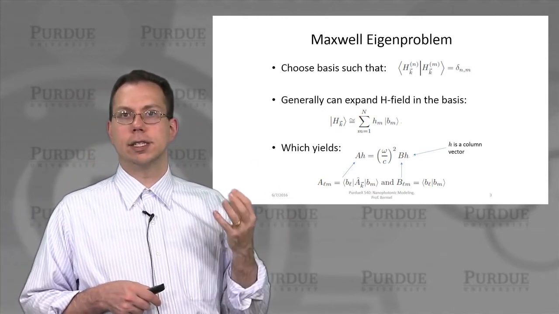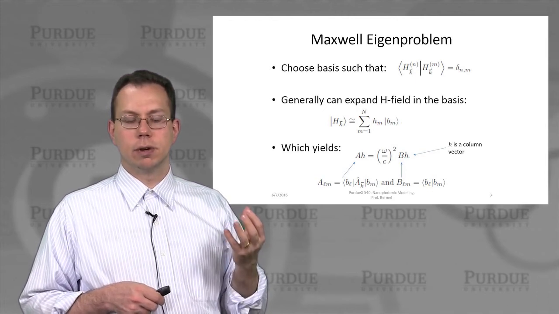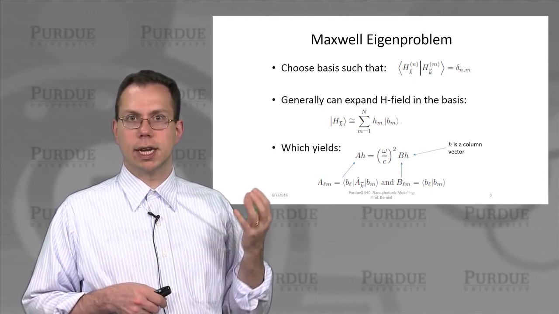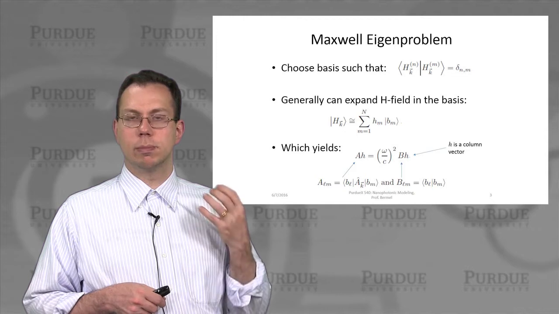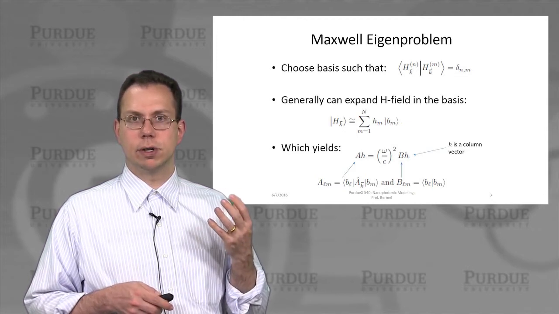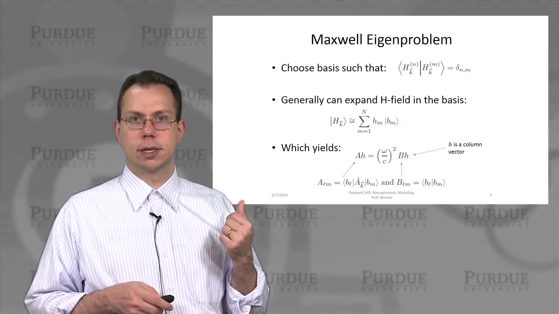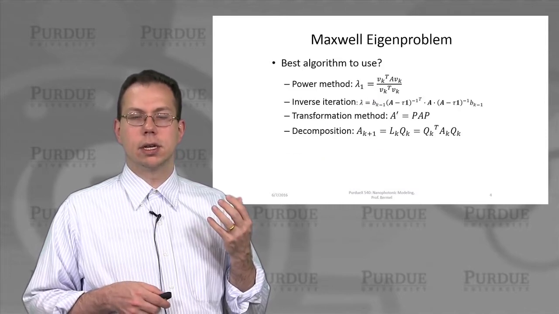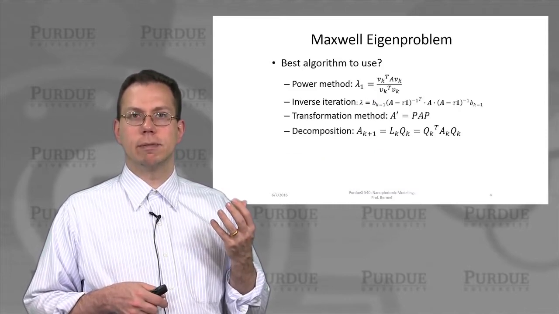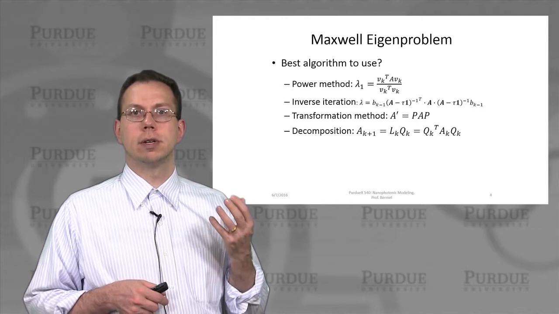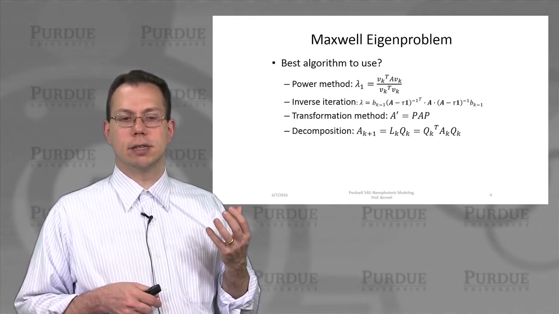And then that gives rise to a linear algebra problem, which is the generalized eigenproblem that AH equals omega over c squared BH, where B is a very simple auxiliary matrix. And then if we think about this problem, we have a very practical challenge, which is just how do we solve it as efficiently as possible.